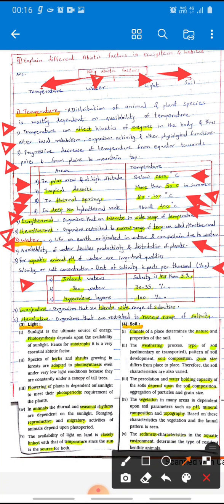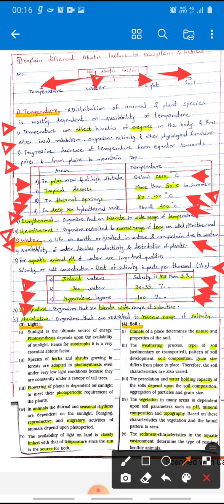In inland water, salinity is less than 5 parts per thousand. In sea water, salinity is 30 to 35 parts per thousand. In hypersaline areas, the salinity is more than 100 parts per thousand.